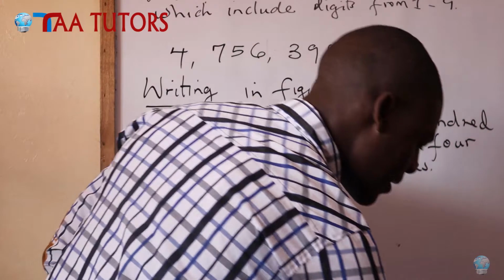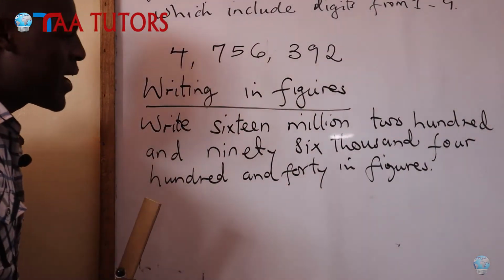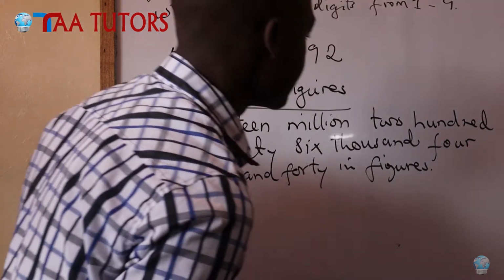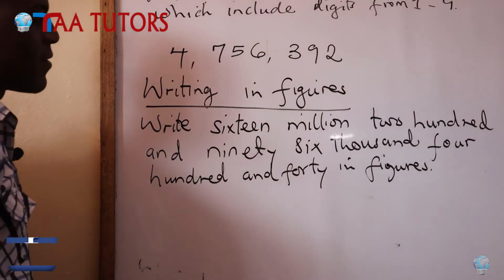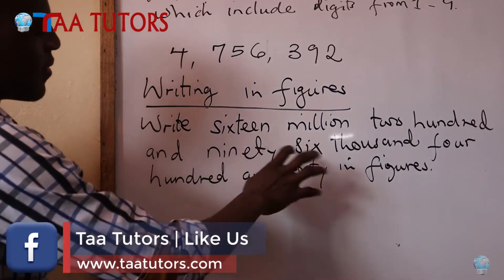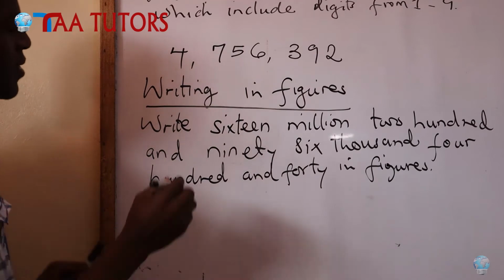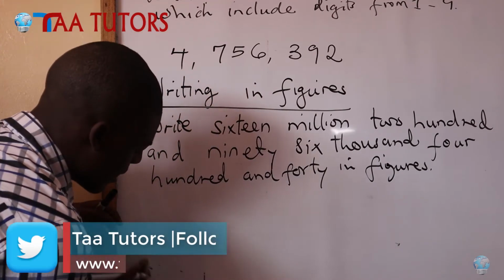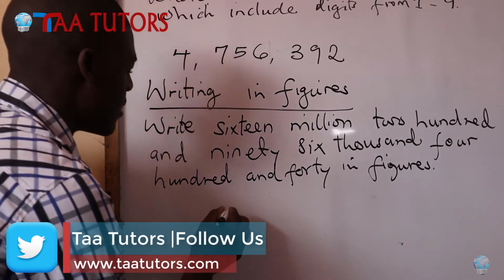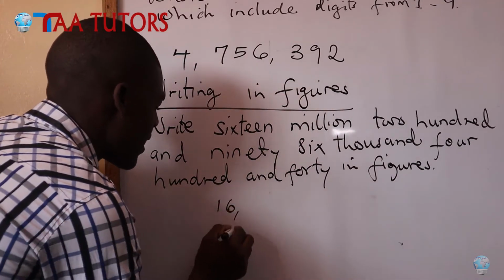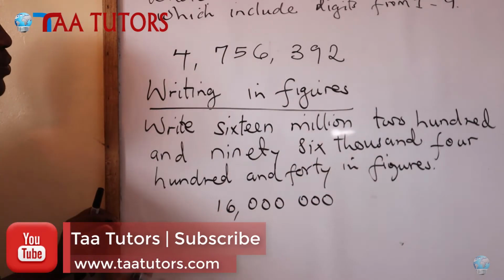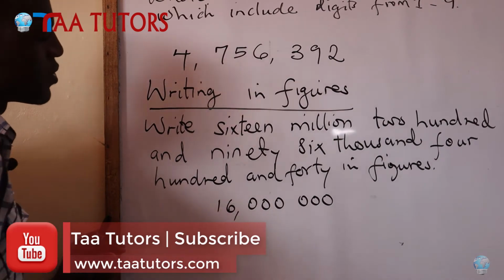When you meet such a thing, we will write the total values of each and every digit in this. After that, we sum them up to get the value in figures. We know that we have 16 million. After doing total value, you know how to write 16 million. We will have 16, then 6 zeros. In that place value table, when you convert to total value, that is what you are going to get.